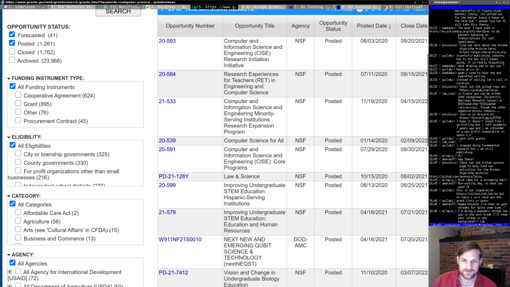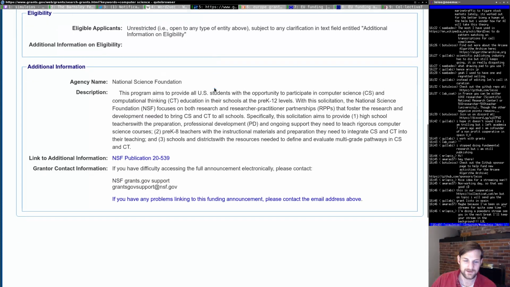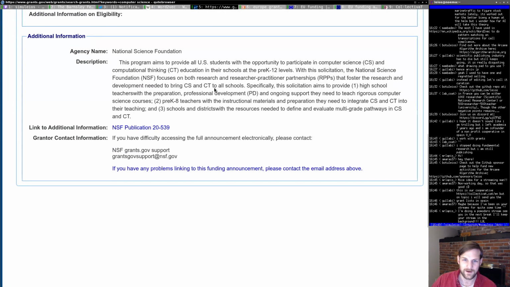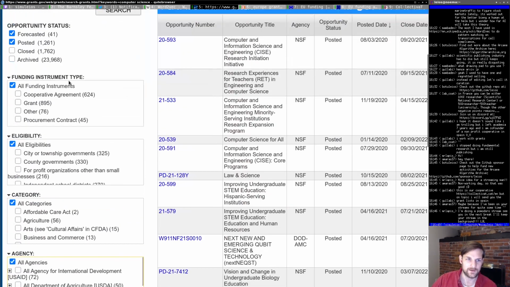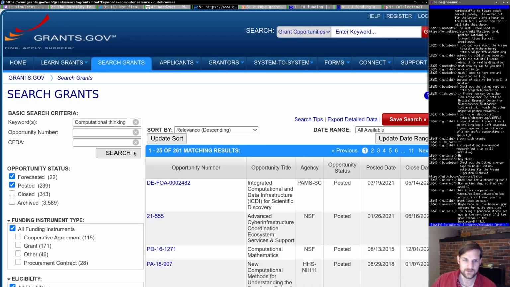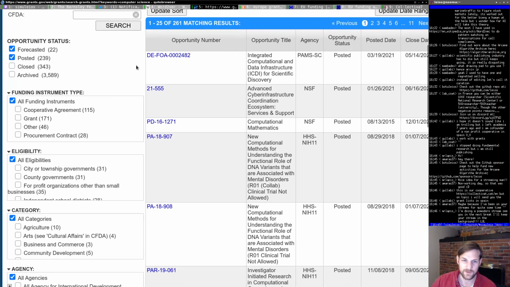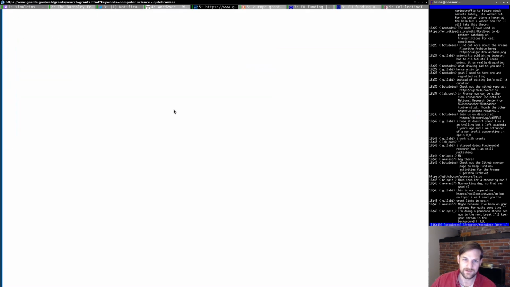Yeah, I don't know. Going through the grants is often really difficult to do as well, because you have to kind of know what you're looking for and all this kind of stuff. I think, in fact, what I want to look for, though, is probably computational thinking, not computer science. Computational thinking. And let's see what we can find. Search. Integrated computational data infrastructure for scientific discovery. Advanced cyber infrastructure coordination ecosystem, computational mathematics. This is a postdoctoral grant. You can see it from the PD.